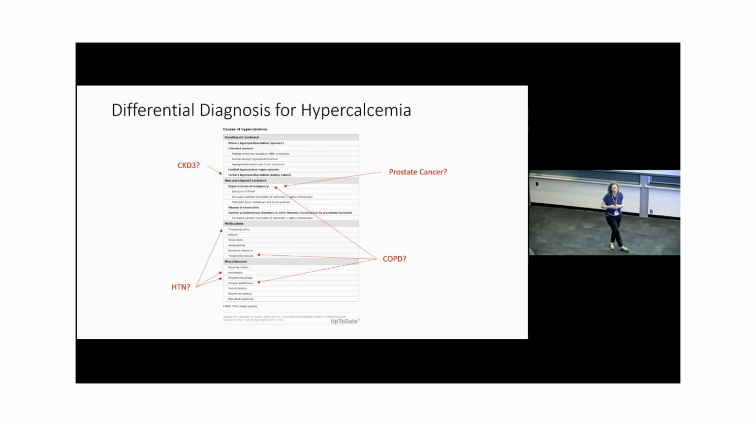COPD, maybe that person is a smoker. Maybe they're more likely to have some type of lung or head and neck malignancy that's contributing to this. Maybe they're still on theophylline, but almost nobody's on theophylline anymore. Maybe they have adrenal insufficiency. Maybe they've gotten a lot of steroids for COPD exacerbations, and now they have secondary adrenal insufficiency, and that's manifest as a little bit of hypercalcemia.